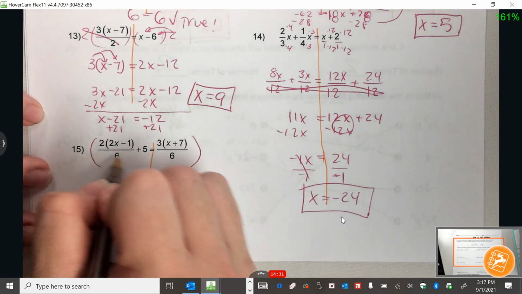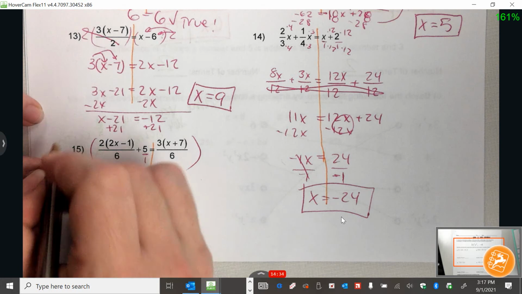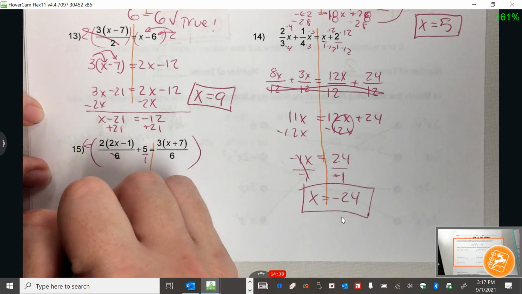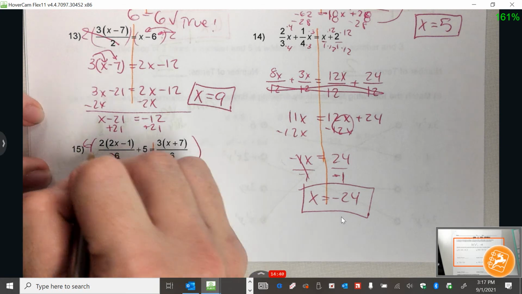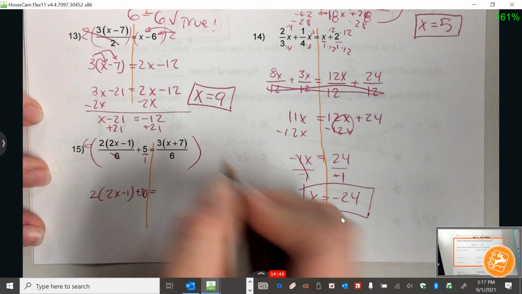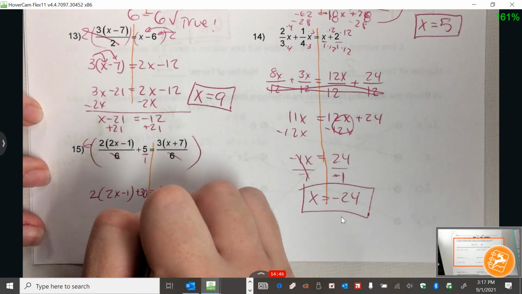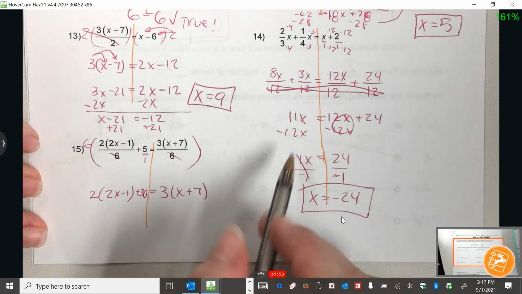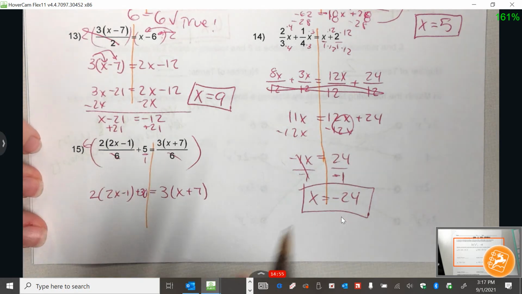Here, I have a 6 here and a 6 here, but I don't have anything there. So I'm going to multiply the whole thing by 6. That cancels. And I'm left with 2x minus 1. 6 times 5, there's nothing on the bottom to cancel, so that's going to be plus 30 equals, well, that cancels, so I have 3x plus 7. Okay, so be careful with that one that doesn't have a denominator of 6. You can't just cancel everything like we did here, because that 5 does not have a denominator of 6.